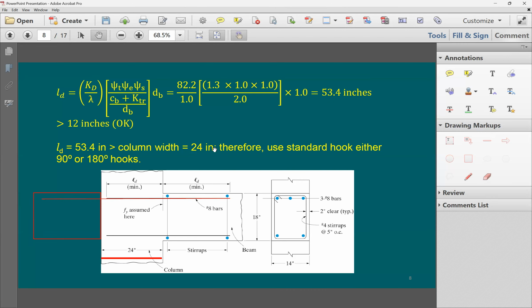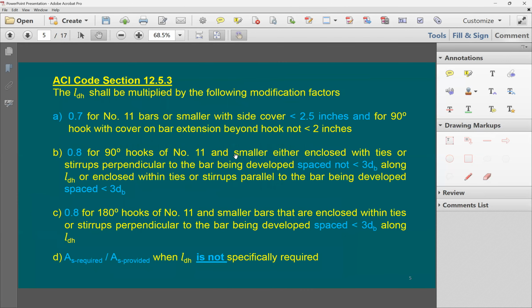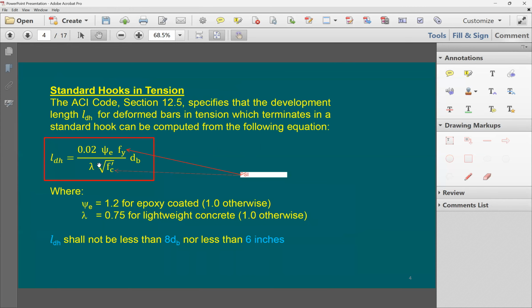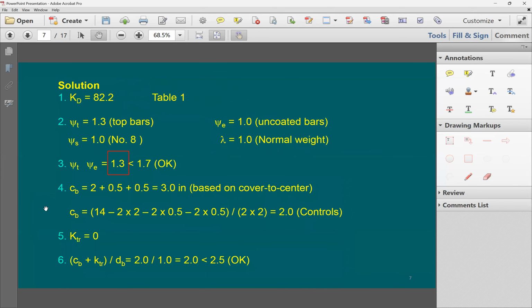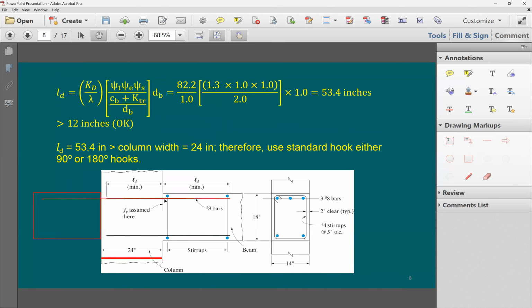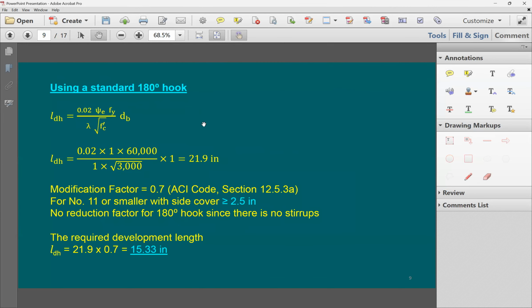So what I need to do is to go back to this equation, right? And try the hook development length. And if Ldh turns out to be less than 24 inches, I'm going to say this is good. Let me use 180 degrees or maybe 90 degrees. Here's the equation for the 180 degrees.